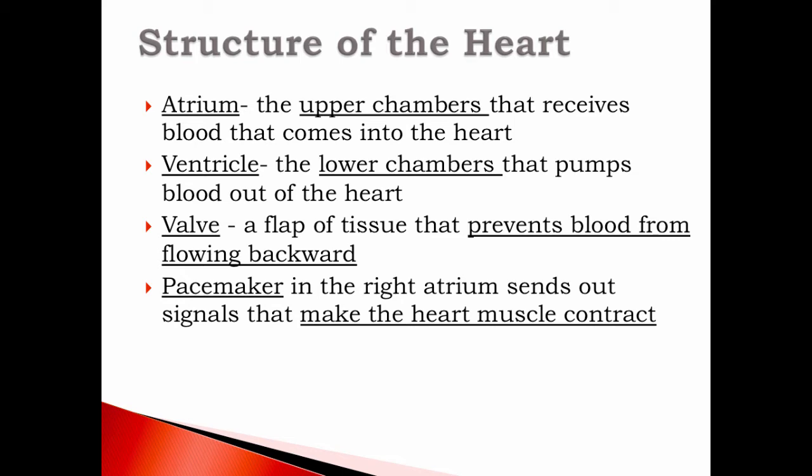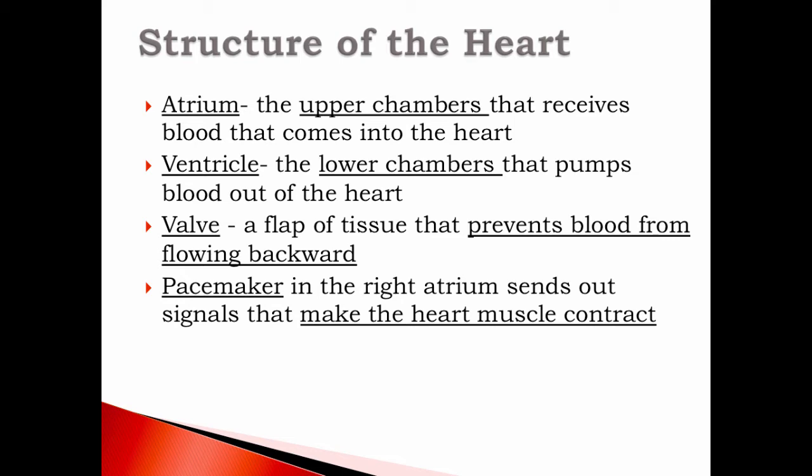So atrium takes the blood in, ventricle is the lower chamber, sends the blood out. Now, valves, like we said, kind of like the doors, are flaps of tissue that prevent the blood from going backwards. Okay? We don't want blood to go in all directions. We want it to have a current. We want it to go in one direction. So after the blood leaves the atrium into the ventricle, the valve shuts, so blood can't go back in the opposite way.